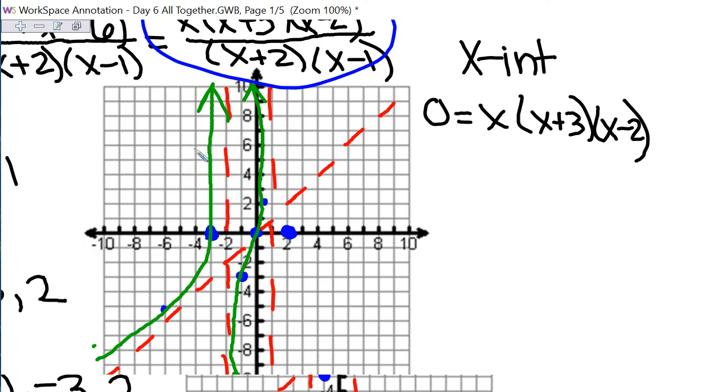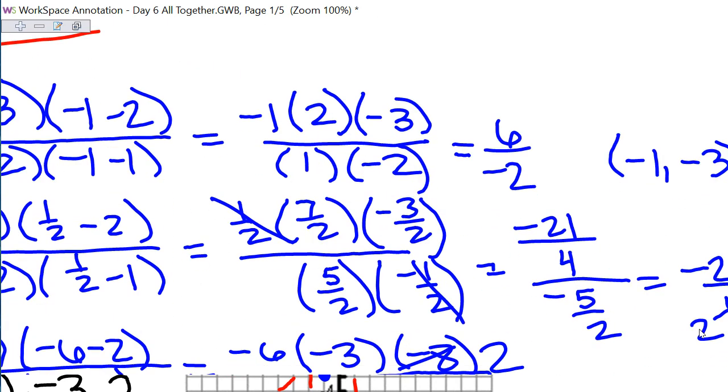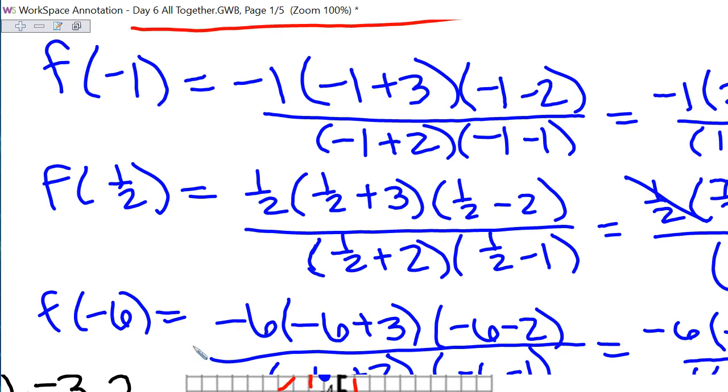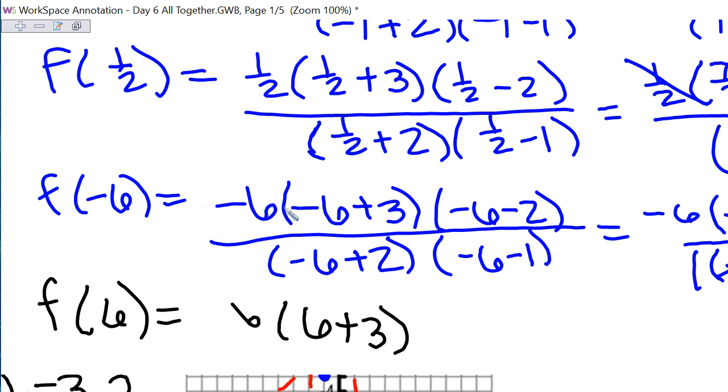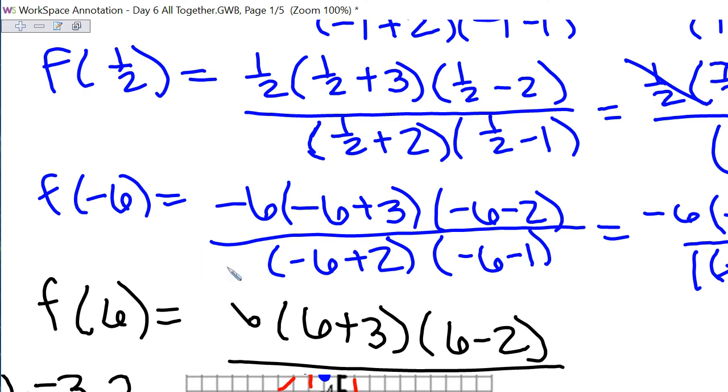Now we need to finish this out. We have an x value of 2. We need something bigger than 2, so what x value would you like? 4? Or 6? 6. Let's see what's happening further out. That way we won't have to do this so many times. So this would be 6 times 6 plus 3. 6 minus 2. 6 plus 2. And 6 minus 1.